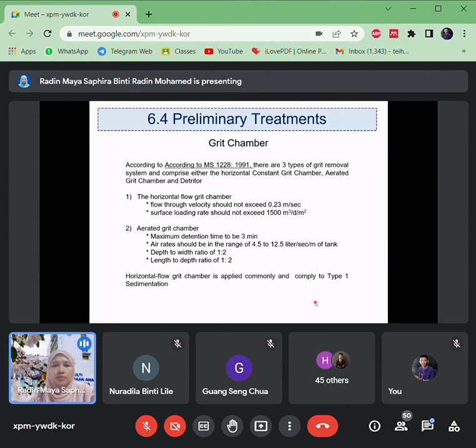So there are three types of grit removal system, comprising either the horizontal grit chamber, aerated grit chamber, or the vortex type. Okay. So these are their specifications.